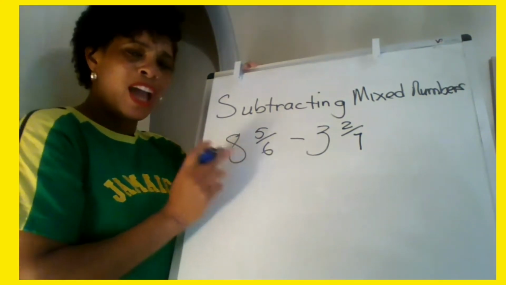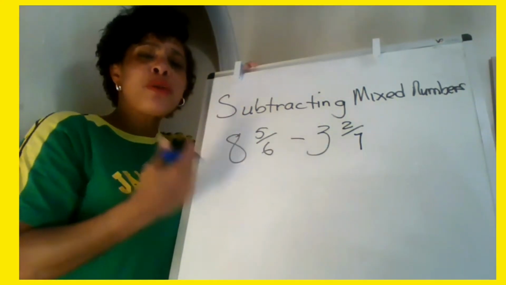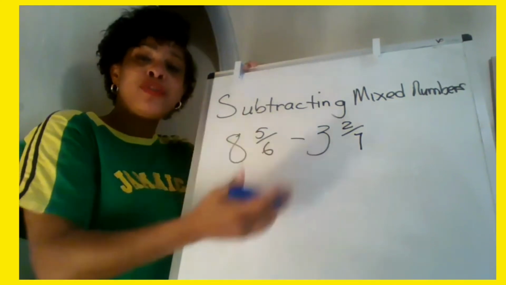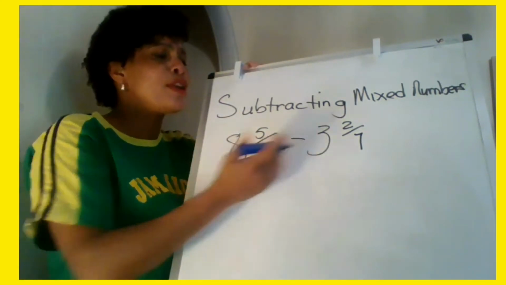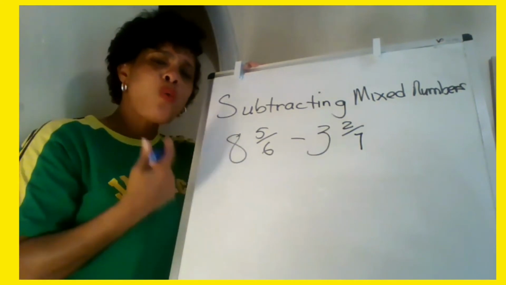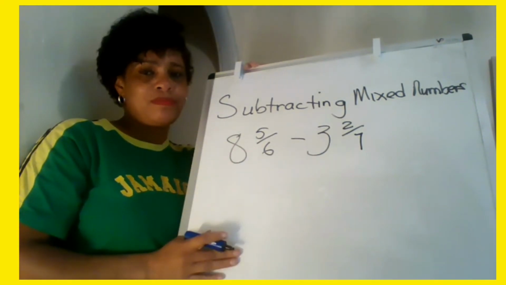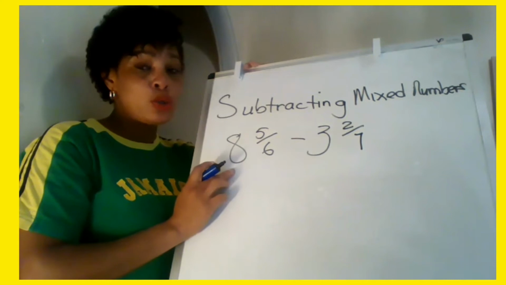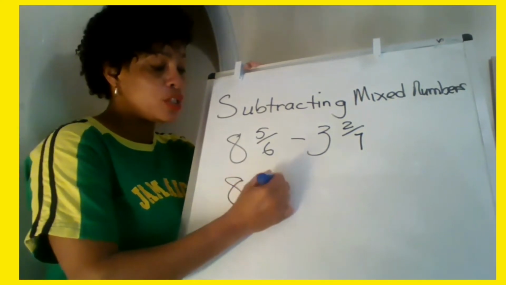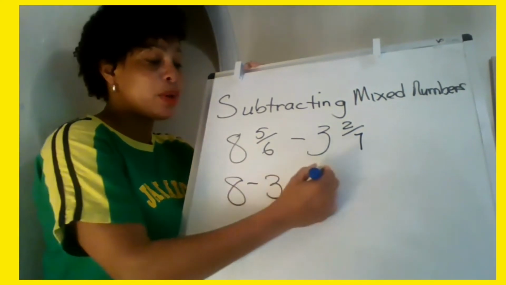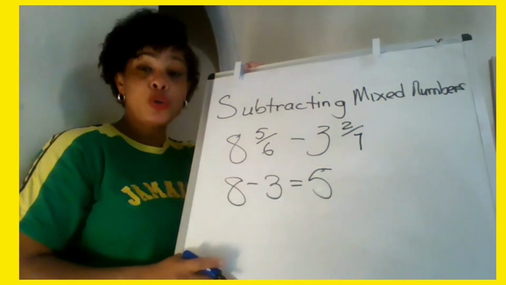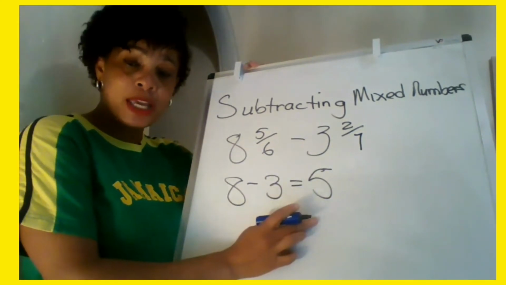So how would you look at that? If you're at home and your grandma says, take 3 2/7 of the cake, or 3 and a piece of the cake, what would you do first? I'm sure you'd go to the whole ones, which is 8, and you're going to take away 3. 8 take away 3 is 5. So you would have 5 whole cakes left.